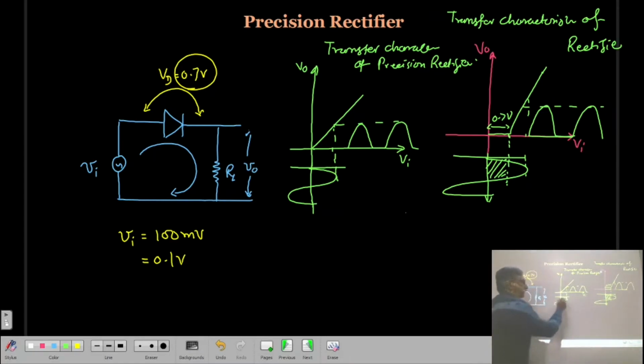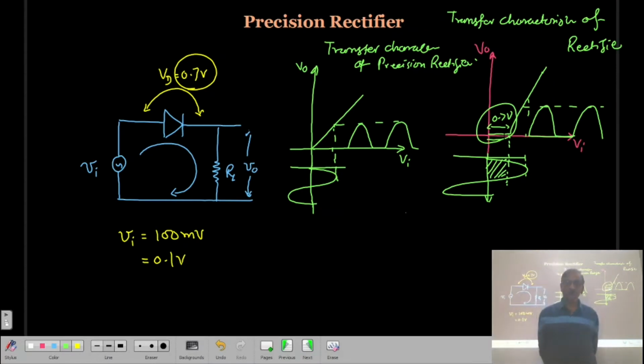So how can we obtain whatever the cut-in voltage is? This cut-in voltage must be equal to 0, then only you can rectify a small amplitude of the signal. For this purpose, we can use an operational amplifier with the practical diode. Here we will consider the operational amplifier to be ideal and the diode to be a practical one.